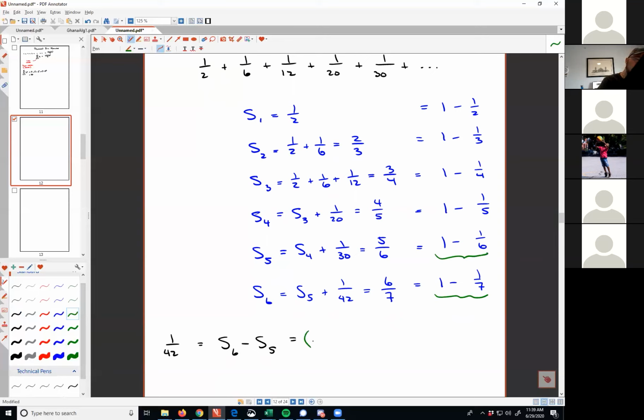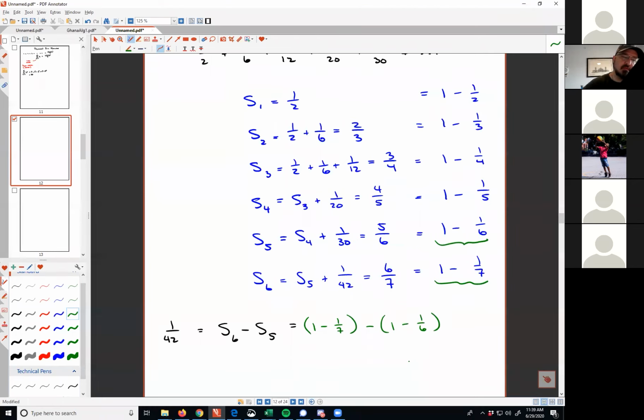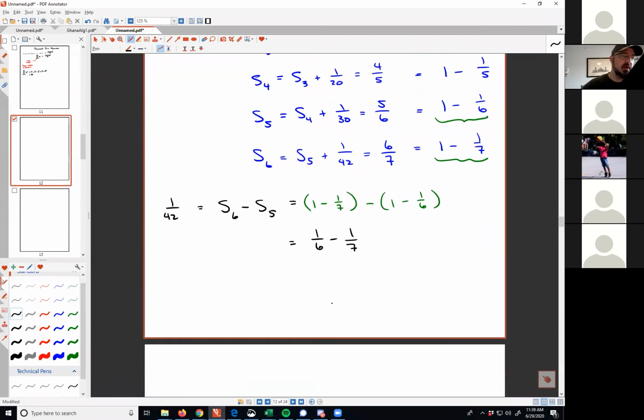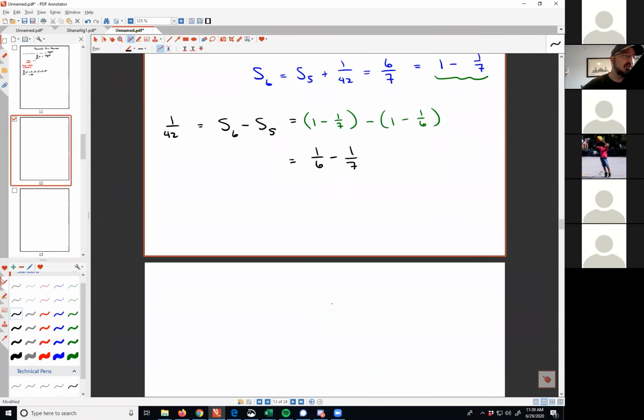We get 1 minus 1/7 minus 1 minus 1/6. And the ones cancel out, don't they? This is just 1/6 minus 1/7. Huh. 1/6 minus 1/7. Well, what if we wrote all the terms that way?